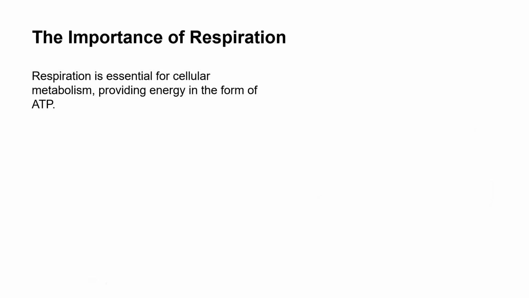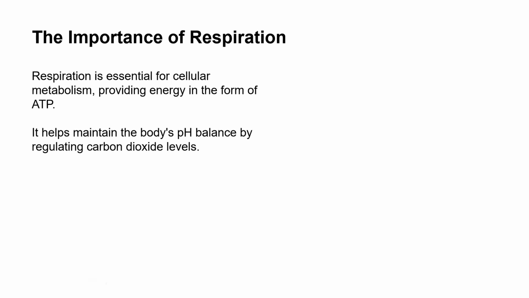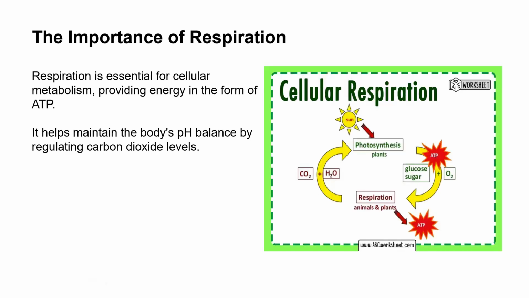So what is the importance of respiration? Respiration is very essential for cellular metabolism, providing energy in the form of ATP. So one of the important things about respiration is that it involves ATP production, which is the energy currency in the body of living organisms. And it helps maintain the body's pH balance by regulating carbon dioxide levels. So it helps in the homeostasis of pH, that is, to maintain the body's pH as a result of regulating the carbon dioxide level.